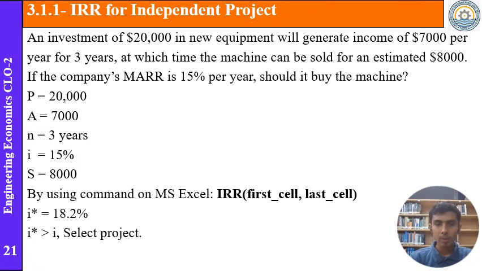So here is an example for calculating the IRR for an independent project. Here the present worth is 20,000 rupees and the annual worth is 7,000 rupees. By applying the IRR formula in Excel, from the first cell through the last cell of the series, we calculated that the internal rate of return is 18.2%. That is greater than the minimum acceptable rate of return. So considering it as an independent project, we can accept this project.